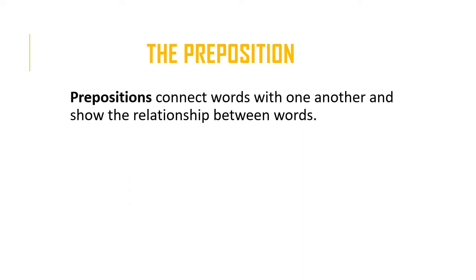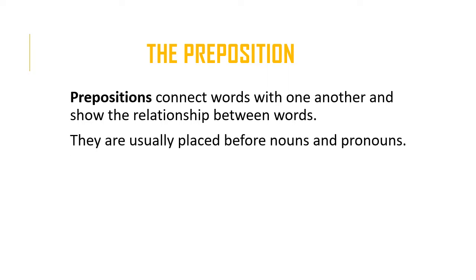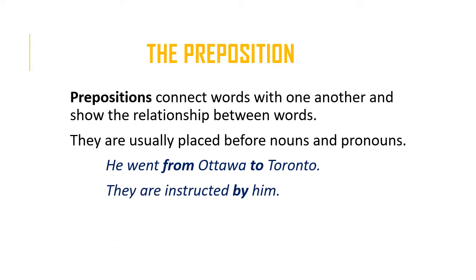All right, the preposition. What is a preposition? A preposition is a word that connects other words to one another and shows the relationship between words. They're usually placed before nouns and pronouns. He went from Ottawa to Toronto. They are instructed by him.